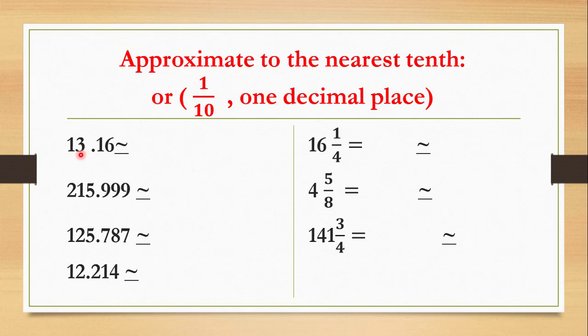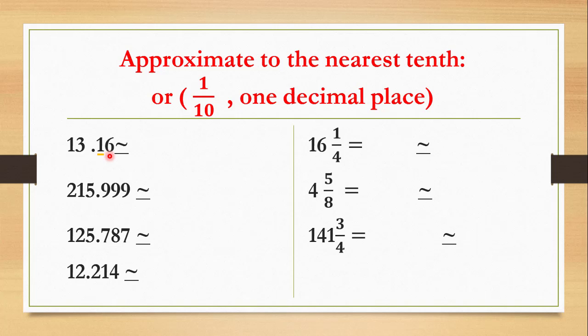Where is tenth? We said before, this is the decimal point. To the right we have decimal places, and to the left we have the whole number. So the tenth here is 1. So I'll underline 1. Then look at the right, we have 6. We will compare it with 5.